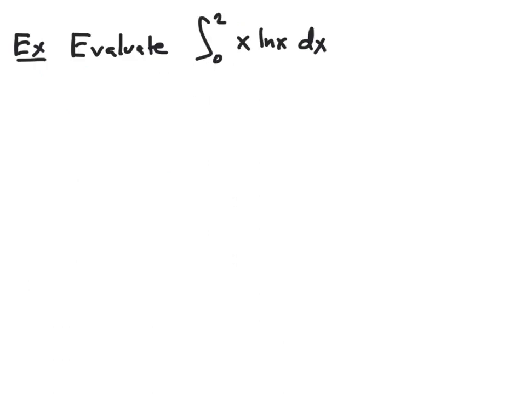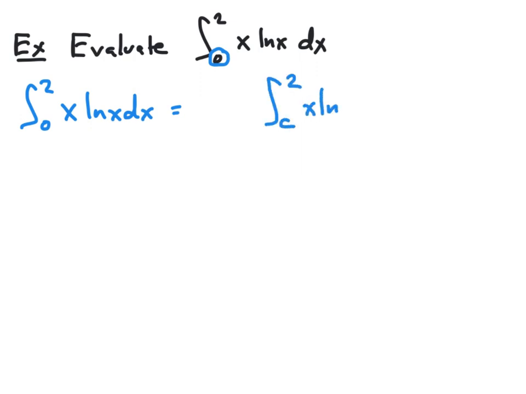In this example, we want to evaluate the improper integral from 0 to 2 of x natural log x dx. Notice that our integrand here, x times the natural log of x, is undefined at our lower limit of integration, which is 0. And so here we're going to rewrite our integral 0 to 2 of x natural log x dx as the integral from c to 2 of our integrand, x natural log x dx.